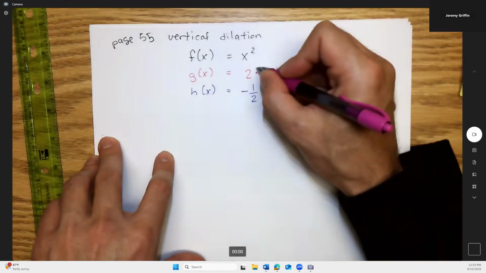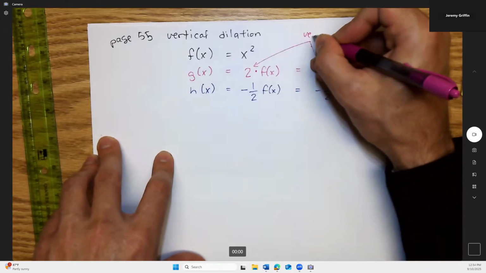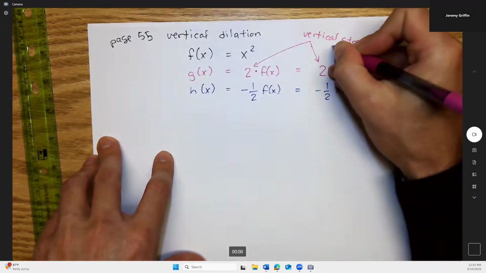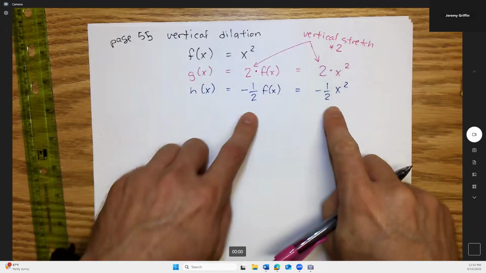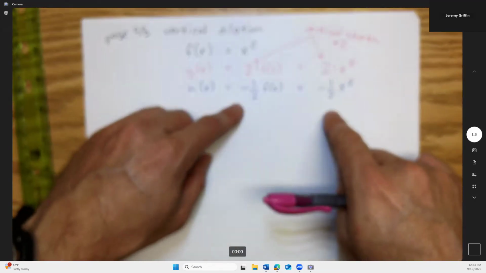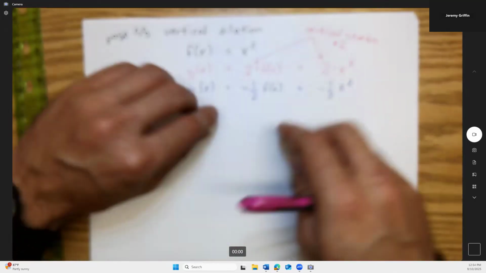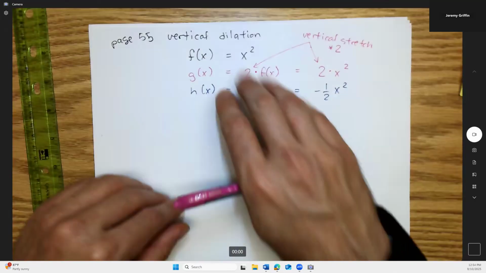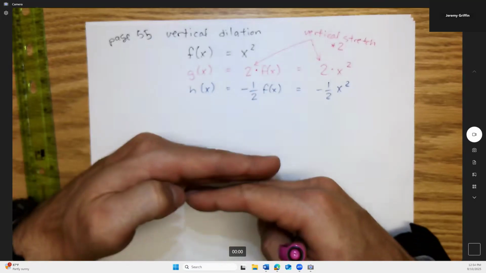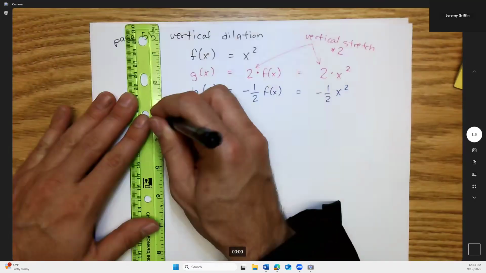So this 2 right here means a vertical stretch by a factor of 2, so times 2. And the 1/2 factor is going to squash it to half the height. So this 2 in front of the whole function, take the whole function times 2, is going to stretch out the whole thing vertically. And this 1/2 is going to squash it vertically. So let's check this out.